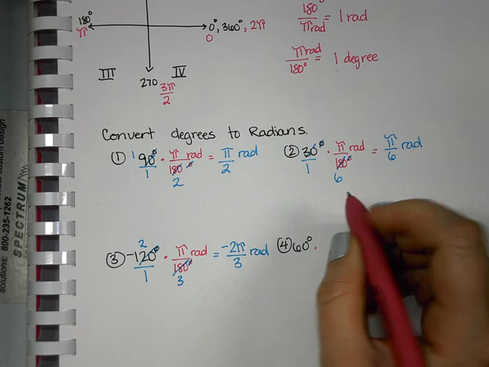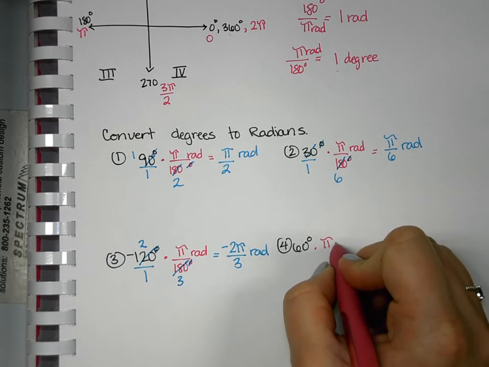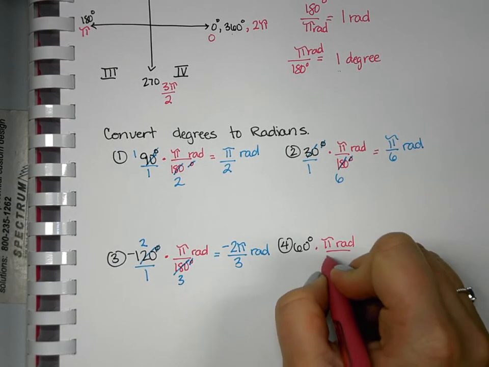And then the last one, again, we'll multiply by pi radians over 180 degrees.